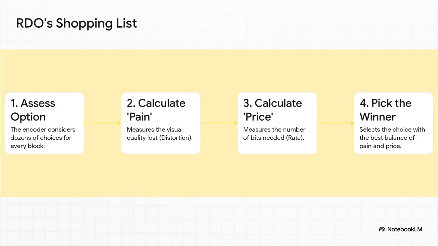For every single part of that image, the encoder runs this lightning-fast shopping calculation. It looks at all its options, it calculates the pain versus the price for each one, and then, boom, it picks the absolute best value. That's how modern videos can look so good, even on a really tight bitrate budget.